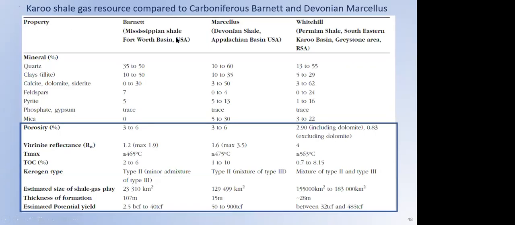Right, how do the Karoo numbers for the Whitehill compare to the Barnett and Marcellus? Those are the US classics. Just quickly, without looking at detail, if you look at porosities, we're up there. Vitrinite, okay, those are higher values than they see. T-max is just barely high. TOCs, we're right there, the Whitehill is in those numbers. The types are there. Sizes, thicknesses, okay, but these TCF numbers are up there.